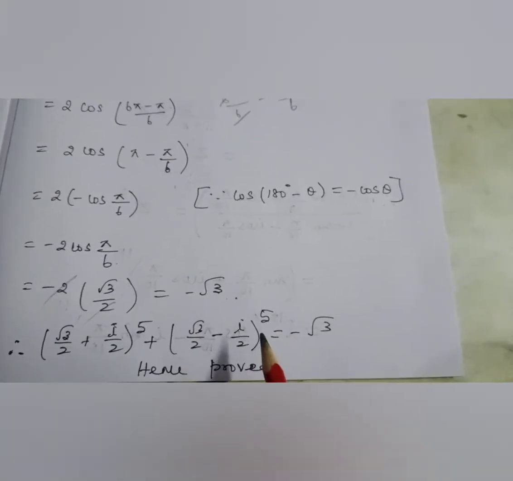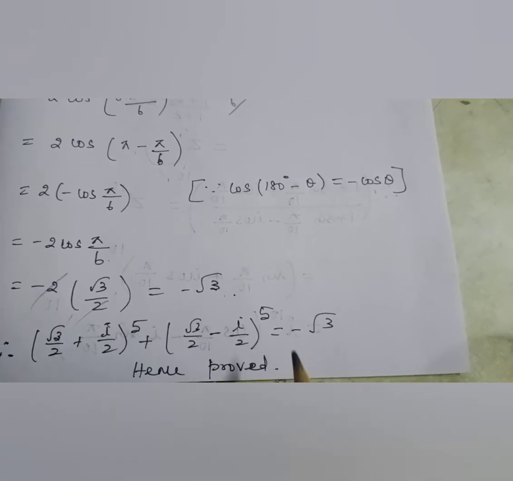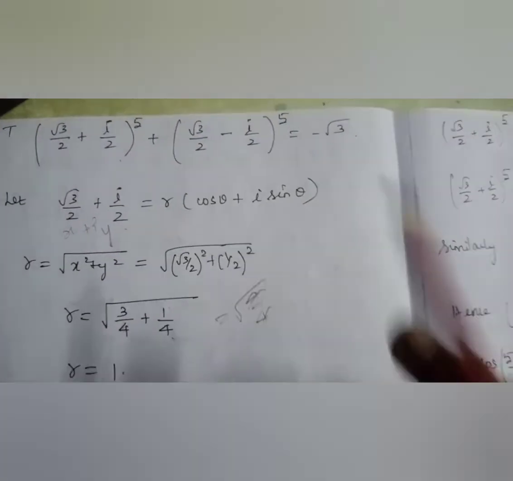So cos 30 is root 3 by 2. 2 and 2 get cancelled. So it is minus root 3. So root 3 by 2 plus I by 2 the whole power 5 plus root 3 by 2 minus I by 2 the whole power 5 is equal to minus root 3, hence proved. That is what we were asked to prove. So it is proved. Okay. So this is also an important 5 mark sum.